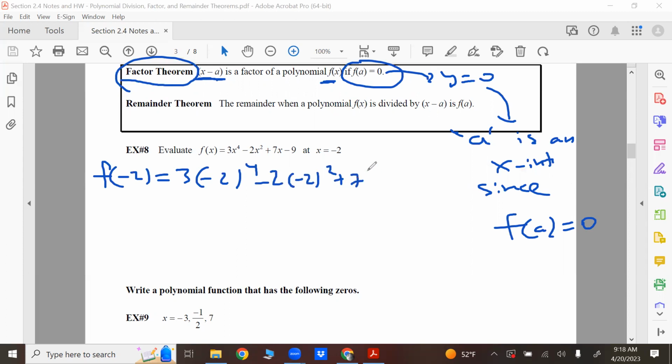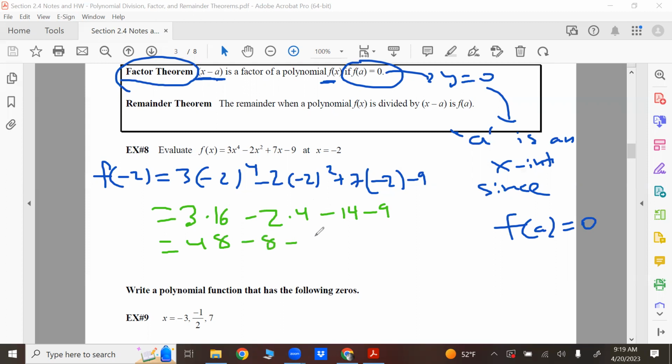You guys are comfortable with this? We're good so far? Yeah? Okay. Let's work it out. What do you guys got? 3 times what? Guys, let's go. 2 times, oh, -2 is -2. Wouldn't that be 16? 16? PEMDAS, good. We're okay? 48 minus 8.